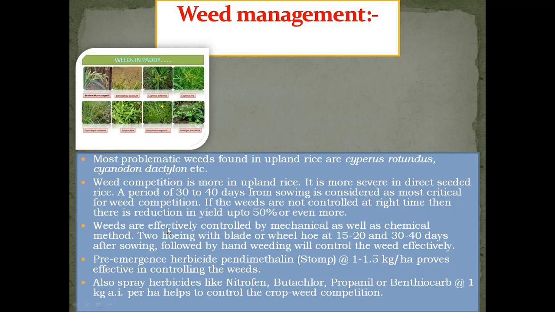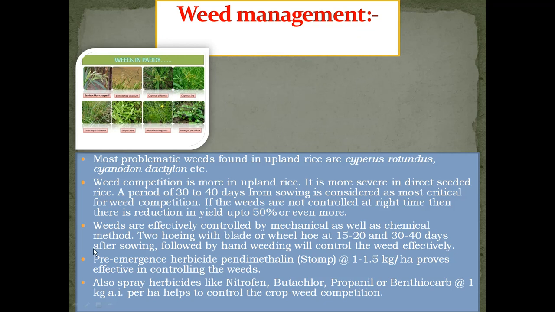The weeds are effectively controlled by mechanical as well as chemical methods. The recommended practice is two hoeings with a blade or wheel hoe at 15 to 20 days after sowing and 30 to 40 days after sowing. This is the recommended number of hoeing operations, that is two, followed by hand weeding, which will control the weeds effectively.